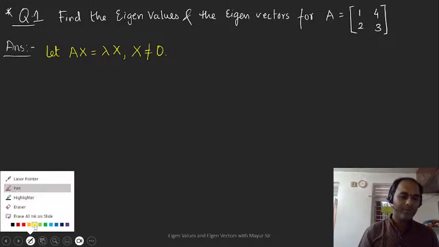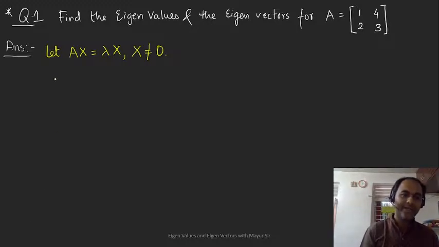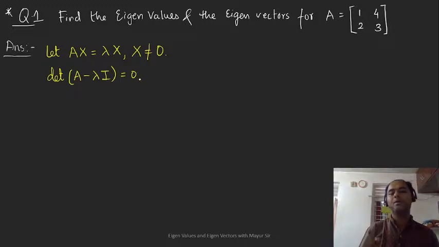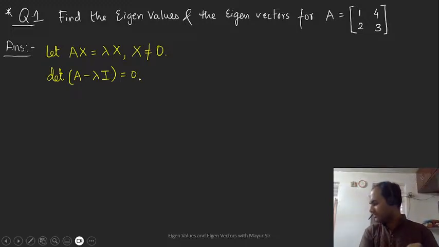Now the next line that you must write is: determinant of A minus lambda I equal to 0. This is a fixed step. These two yellow lines that I am writing are the fixed steps you are supposed to write in any question where they ask you to find the eigenvalue and eigenvector.